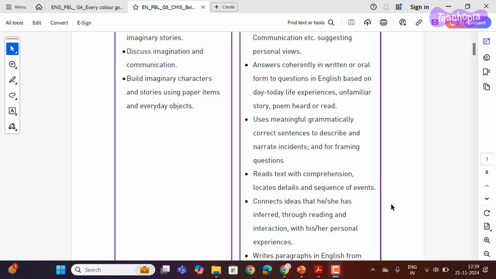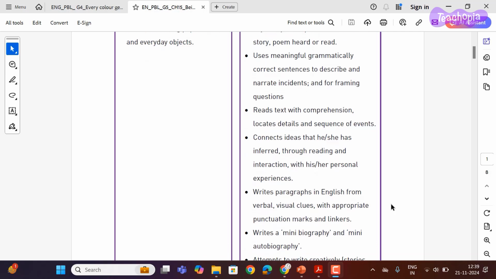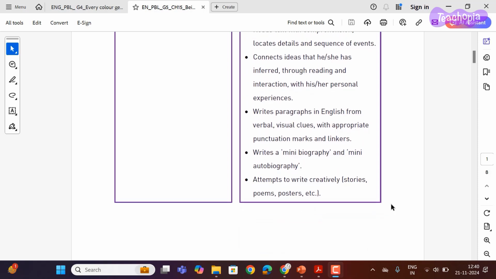Reads text with comprehension, locates details and sequence of events. Connects ideas that he or she has inferred through reading and interaction with his or her personal experiences. Writes paragraphs in English from verbal visual clues with appropriate punctuation marks and linkers. Uses a mini biography and mini autobiography. Attempts to write creatively.